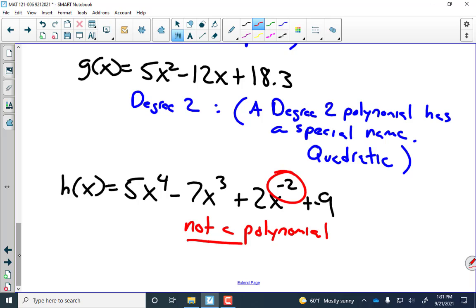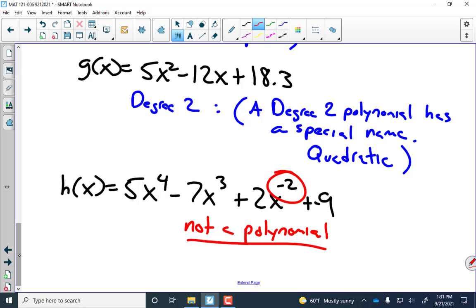So remember your rules for polynomials. Those powers need to be positive integers. It wouldn't even make sense to tell someone the degree of this because it doesn't have a degree, because it's not a polynomial. So you wouldn't say degree 4, you just say not a polynomial. Which doesn't mean it's not worth our time. It just means it's not what we're talking about right now.